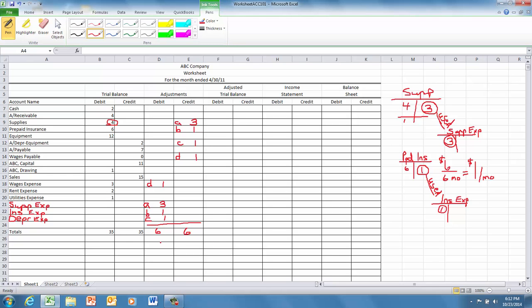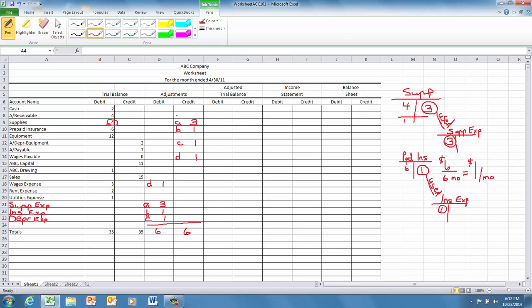If they didn't balance, then my mistake would be right here in the adjustments column. I wouldn't have to go looking in my general ledgers. Somehow I made a mistake and it's right in front of my face. Now I've got the adjusted trial balance columns, and I have to go by row.